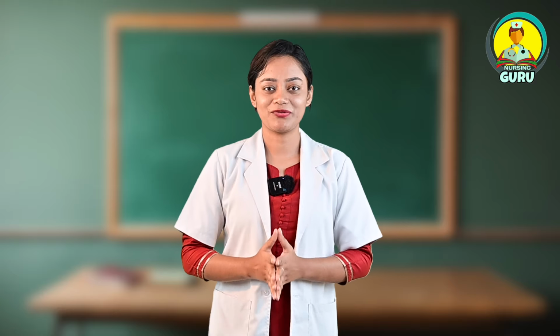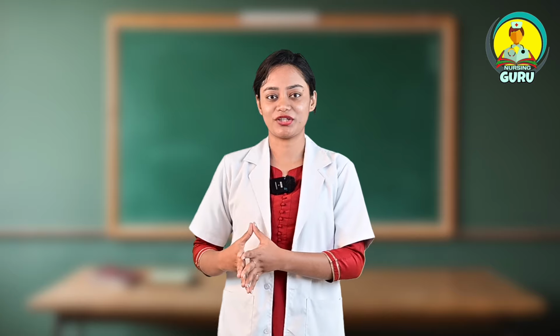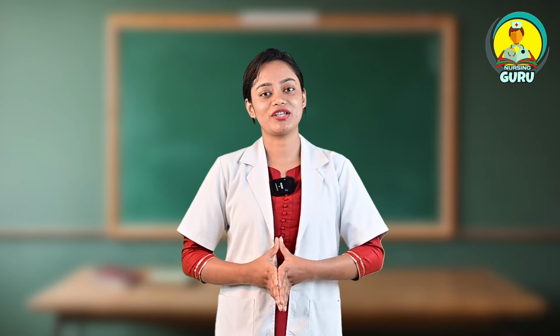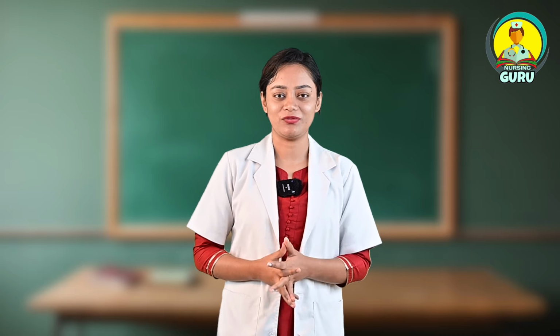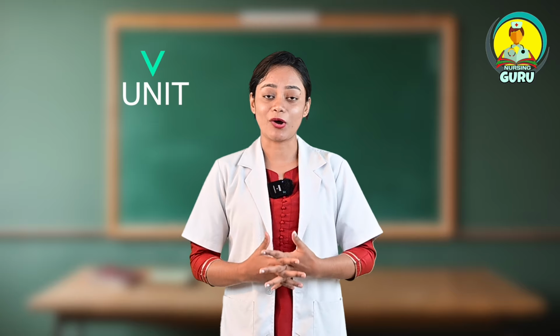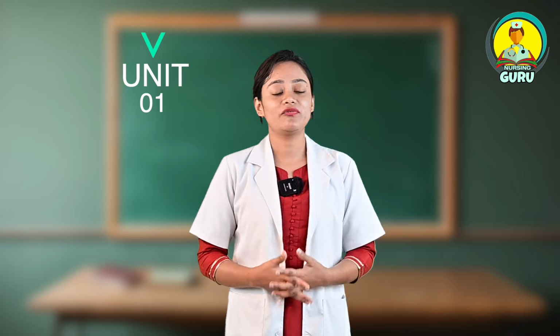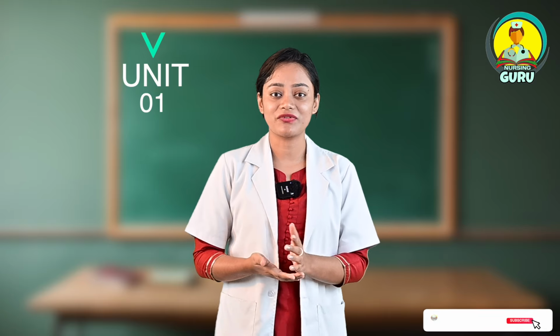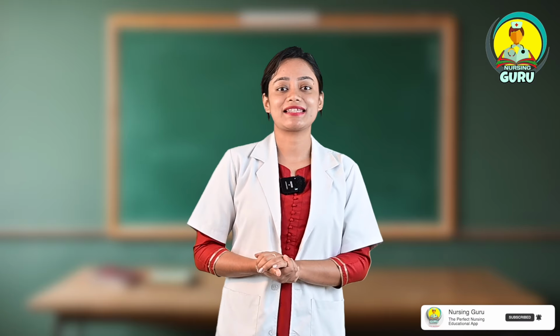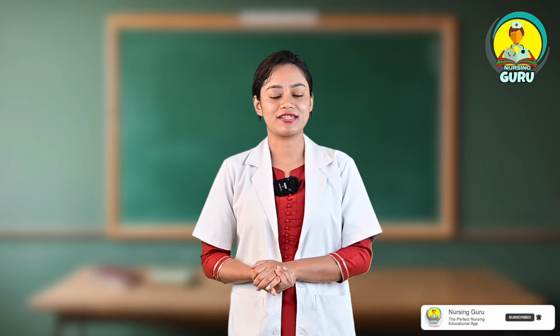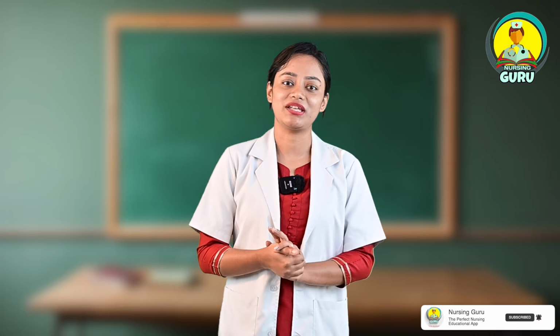So now we are going to discuss the unit wise important questions. As we all know, according to the GNM syllabus, we have 7 units. The first unit is all about introduction to child health nursing and pediatric nursing. Under that, you will be having 3 important questions. The first one is vital statistics, the second one is trends in pediatric nursing, and the third one is role of nurse in pediatric nursing.